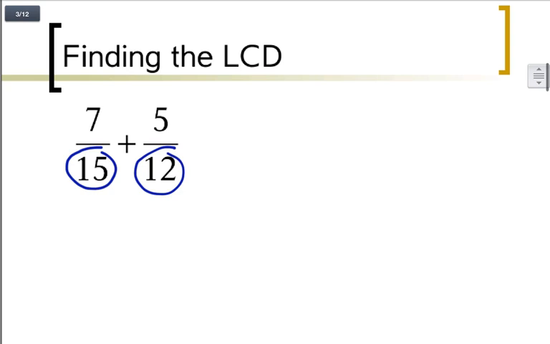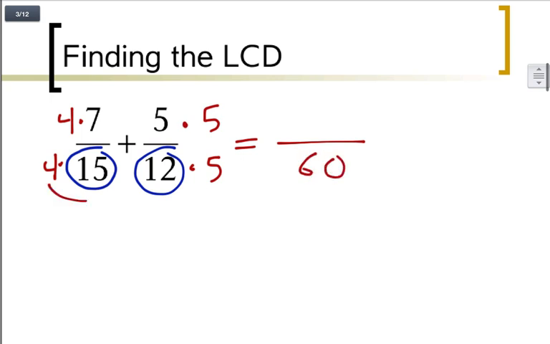And if I multiply the 15 times 4, that would give me 60, and 12 also goes into 60 if I multiply it by 5. So, now that I figured that out, I want my common denominator then to be 60. So, I multiply the top and bottom of the left one by 4, the top and bottom of the right one by 5, and so this will turn out to be 4 times 7, so that can be rewritten as 28, plus 5 times 5 is 25.